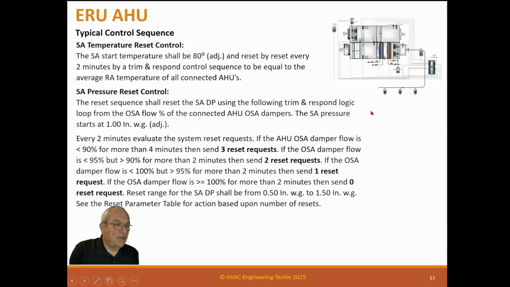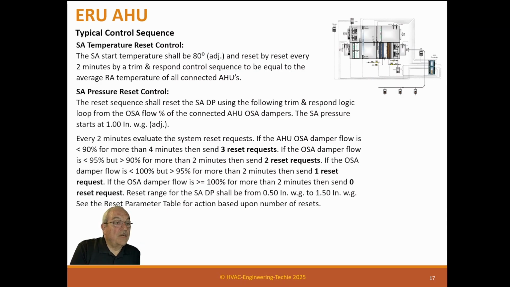And here's the supply air reset sequence. The reset sequence will reset the supply air differential set point using the following trim and respond logic loop from the outside. This is not temperature, this is pressure. Start that again. The supply air pressure reset control. The reset sequence shall reset the supply air differential pressure using the following trim and respond logic loop from the outside air flow percentage of the connected air handling outside air dampers. The supply air pressure starts at 1 inch water gauge, and that's just something we've selected that you may want to actually test.